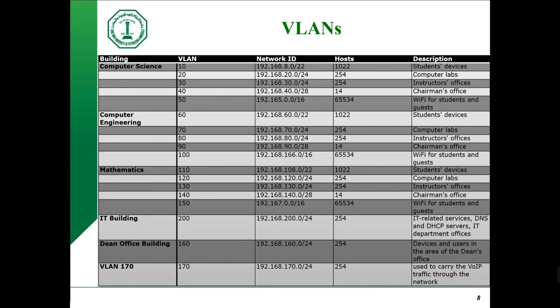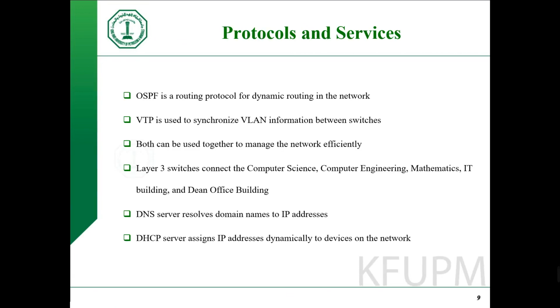For the VLANs, we have a VLAN for each network. For each of the academic buildings, we created 5 VLANs. Each VLAN is for a specific purpose, as the description shows, and this table shows the name of the VLAN, the network ID, the number of hosts, and a brief description. The number of hosts for each VLAN is based on the expected number of users that will use that VLAN.